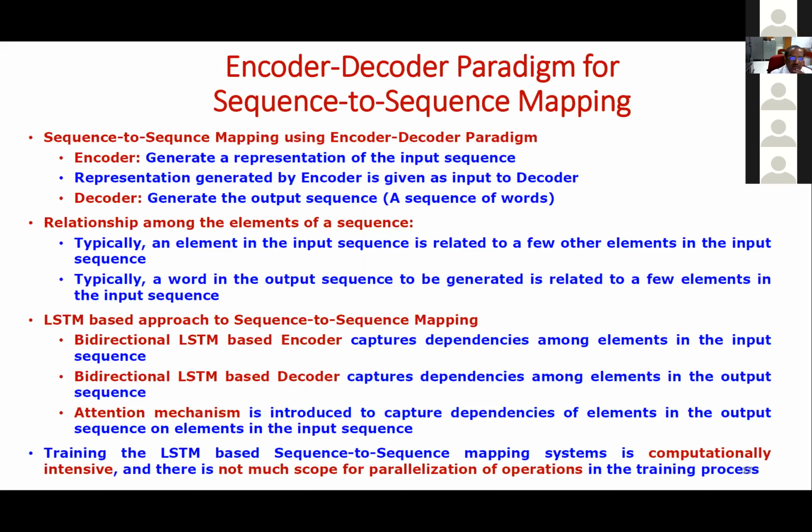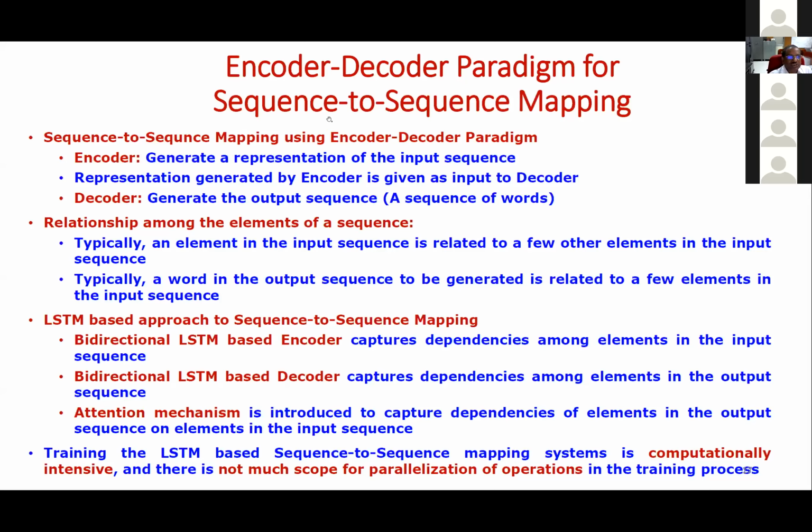But we want to capture the relations among the elements of the sequence. What do you mean by the elements of the sequence here? If I'm talking about a sentence, which is a sequence of words, many words in a given sentence are related to one another. They are not completely independent words, right? So when you are performing the sequence to sequence mapping task, it's important to capture the relations among the words in each of the sentences, right? And that's what the models try to do.